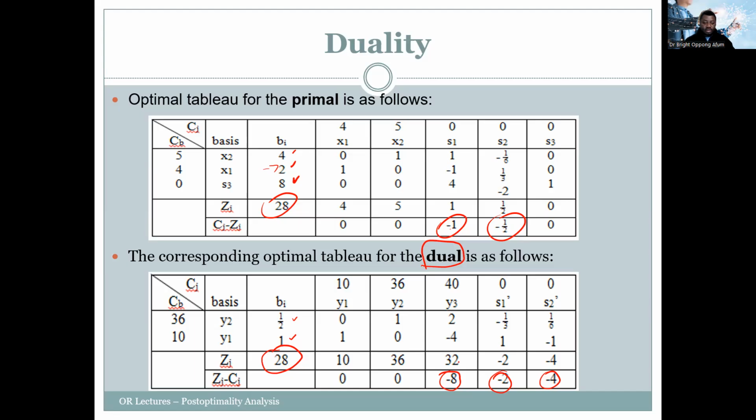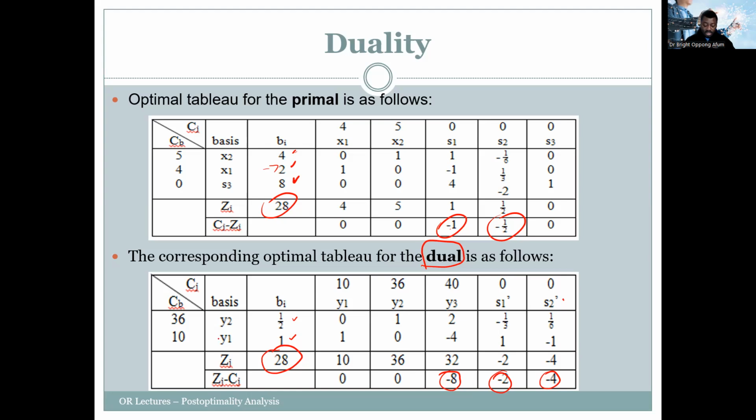X2 for the primal was 4, right? But when you come to the dual, X2 is actually the surplus S2 prime, not in the basis, or not in the solution, therefore is 0.